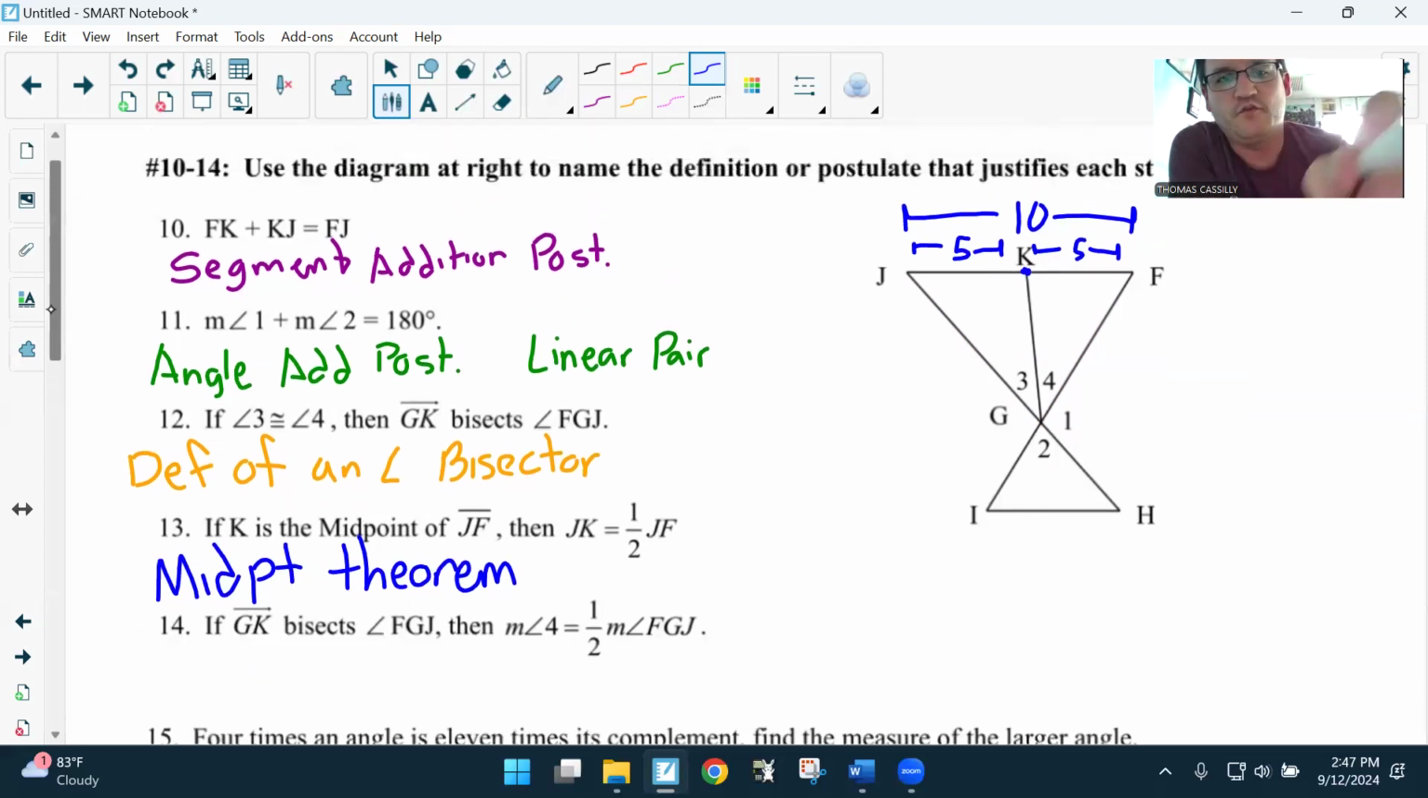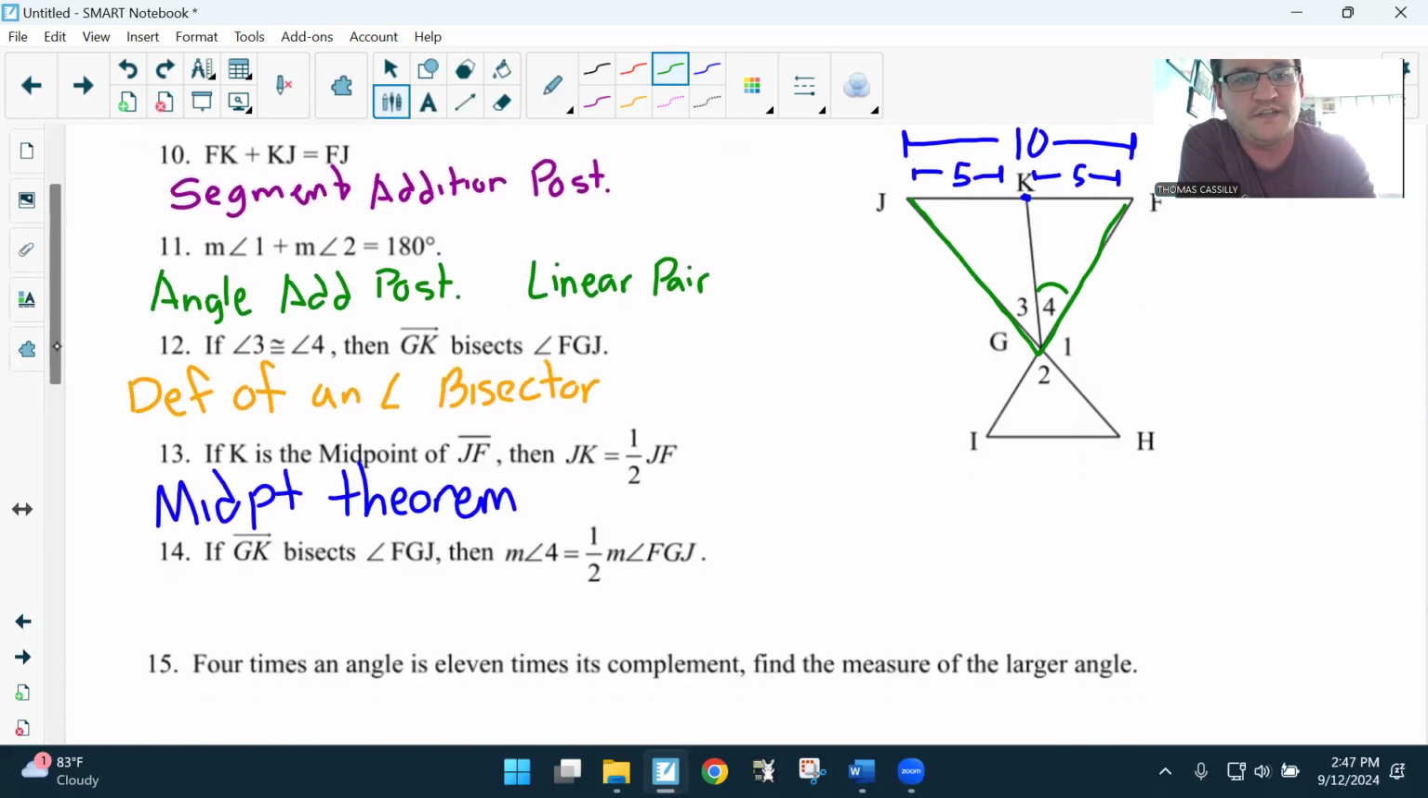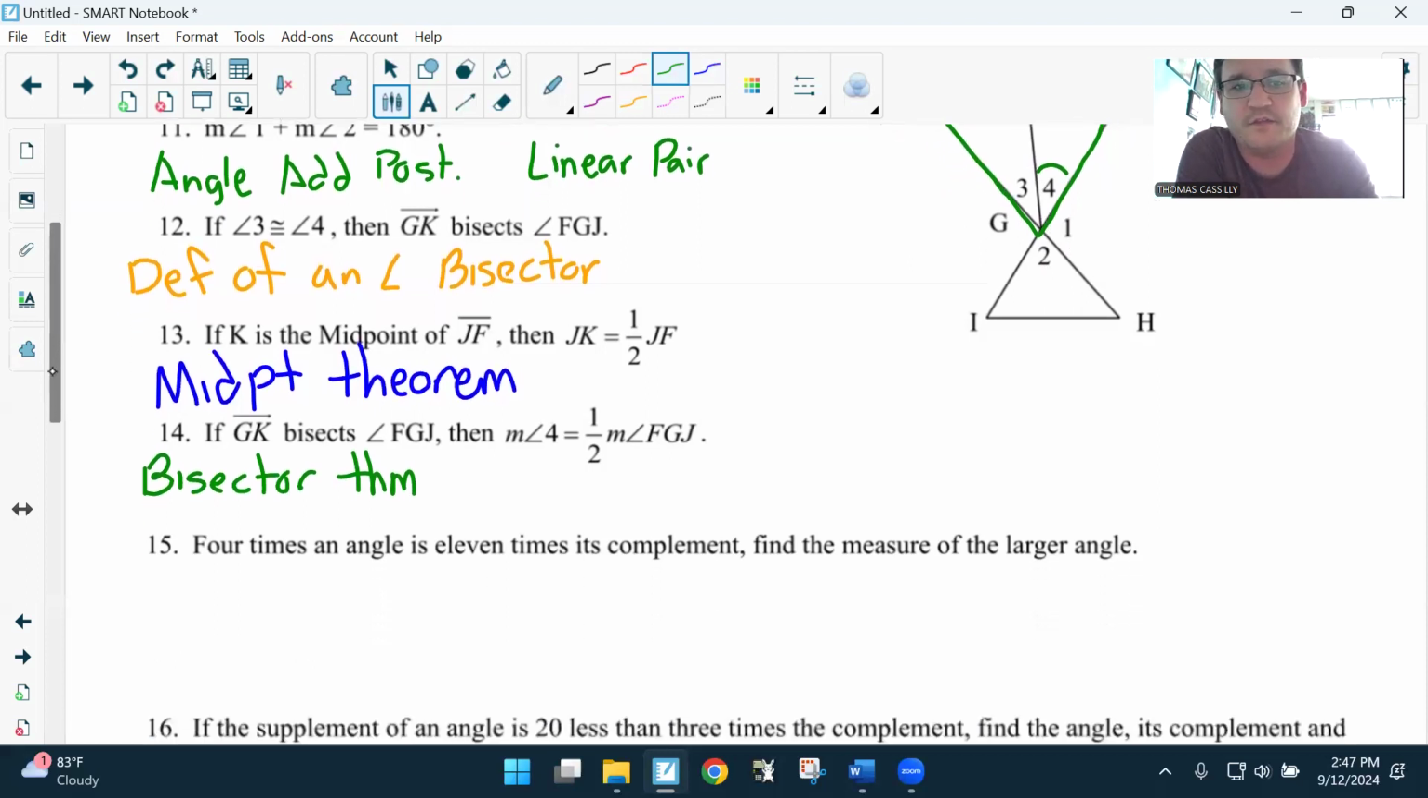All right. 14. If GK bisects this big angle, right, then angle 4 is half of the whole thing. This is the same exact idea as number 13, but this is the bisector theorem. I'm going to abbreviate that. All right, so bisectors cut stuff in half. So they're saying if GK is that bisector, then it's cutting that big angle in half, right, into two other angles that are half of its size.